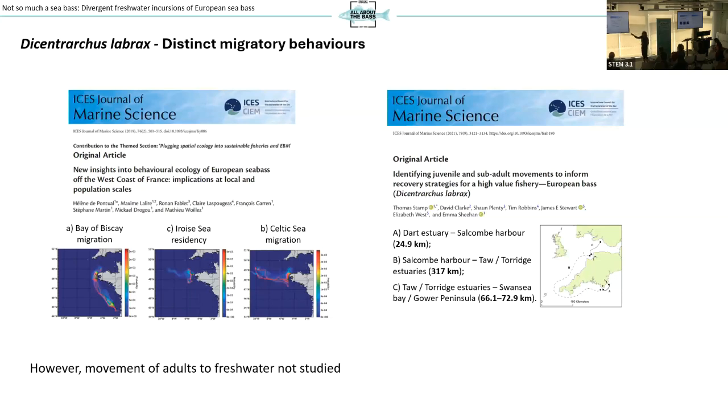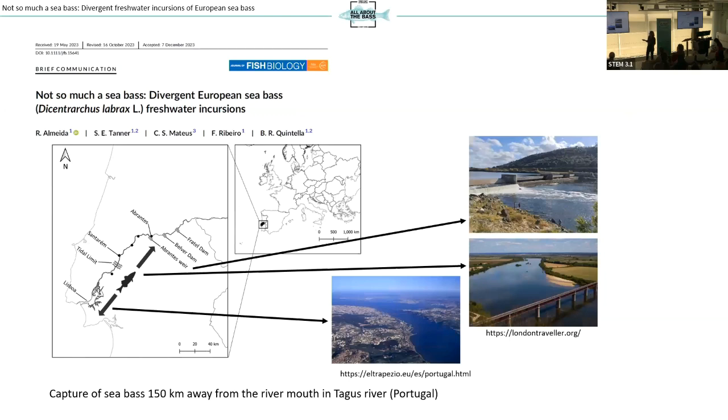But it's basically also showing that in French waters, you have fish moving at very different scales. However, for adult fish, it hadn't been shown until very recently that there are actually fish moving into freshwater, big sea bass moving into freshwater. And this is the study we published very recently in the Tagus estuary.